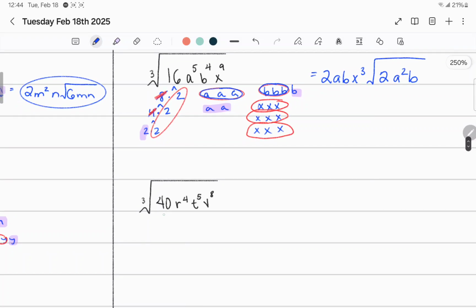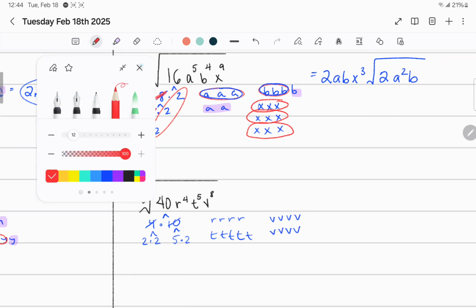Finally, we've got 40. 4 times 10. 2 times 2 to replace the 4. 5 times 2 to replace the 10. And then we've got the variables written out.